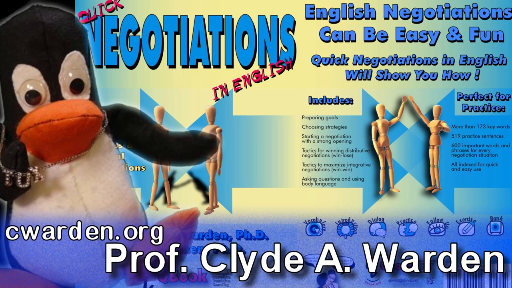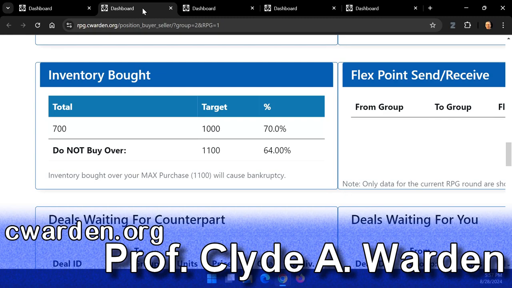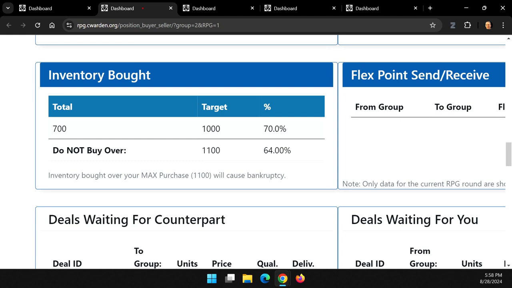Now we're going to look at the inventory, which we've kind of talked about a little bit when we were talking about your flex points. Remember, the buyer and seller have a different situation. But this is specifically going to show you the inventory. So this is how much you bought if you're the buyer. So here we see bought. Why? Because this group is a buyer. And remember, when you're the buyer, you cannot go over your max.